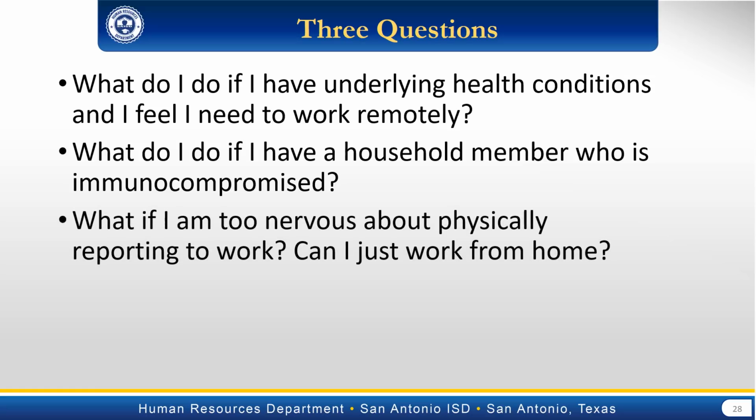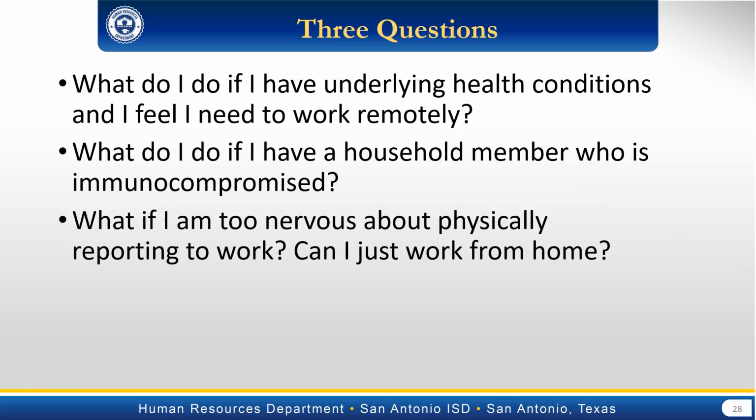The third question, what if I'm too nervous about physically reporting to work? Can I just work from home? Again, we understand the anxiety related to this. We truly appreciate the fact that there's some level of anxiety that everyone's experiencing. At some point, everyone's going to have to report to work, and we're not going to have continued opportunities or long-term opportunities for employees to work remotely.